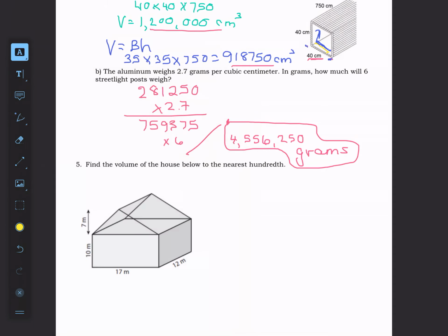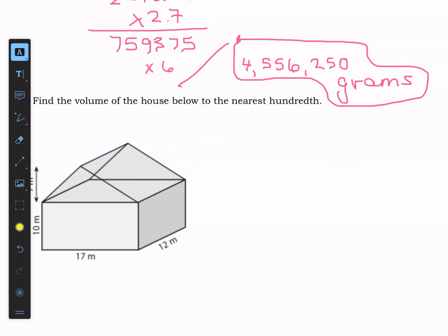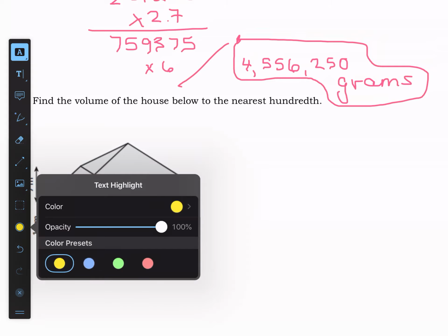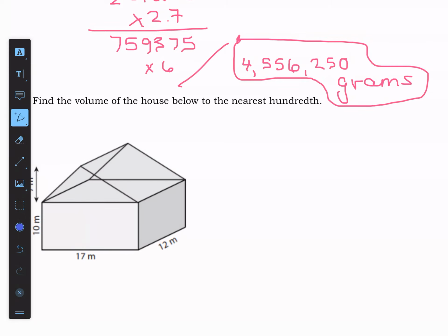All right. And now the last one, number 5. So we want to find the volume of the house below to the nearest hundredth. Okay, so in an example like this, what you really need to do is break it into 2 different problems. So what we're going to start off by doing is focus on the volume of the top of the house, or the roof part, okay? The top part is a triangular prism. So right now I'm just going to do the volume of the top.